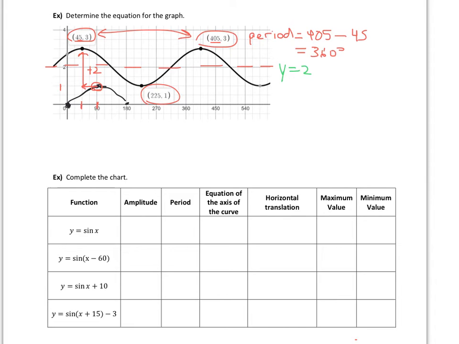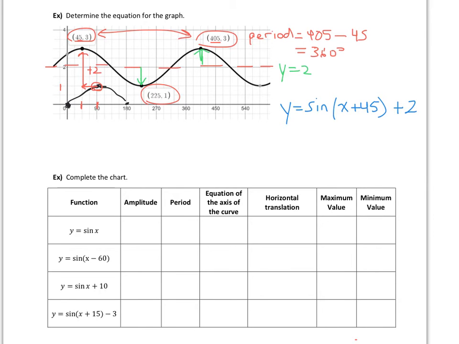The amplitude is the distance vertically between the axis of the curve and the max, or the axis of the curve and the min. So my amplitude is still 1, so that's good. So my horizontal translation is 45 to the left, and my vertical translation is up 2. So my equation then should look like y equals sine of (x plus 45) to move it to the left 45 degrees, and then we move the whole shebang up 2. So that is a possible equation for that curve.